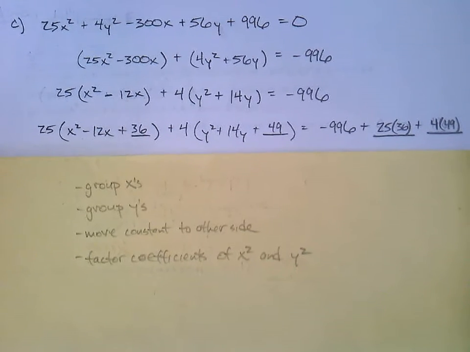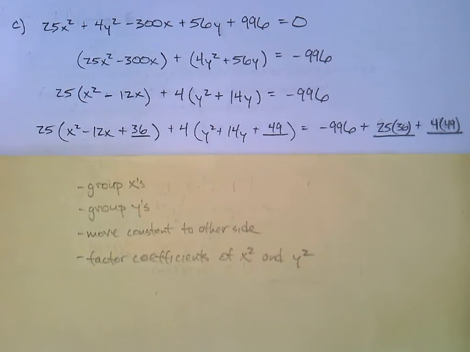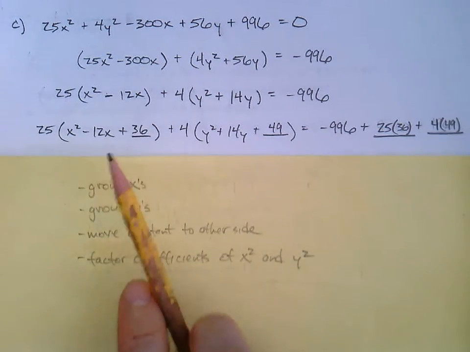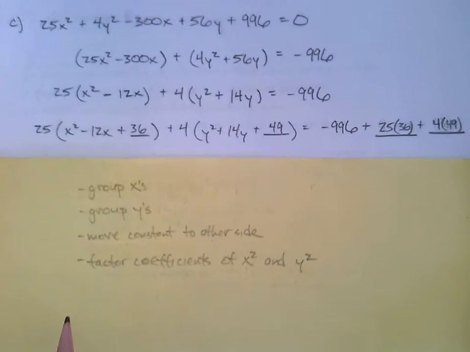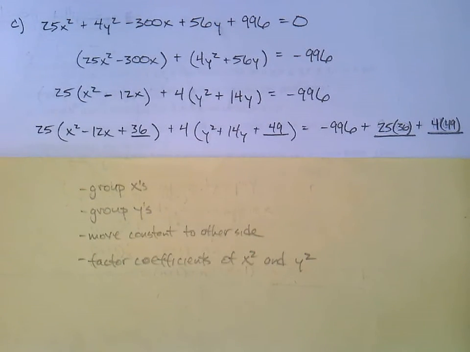And quite a long statement here. Let's talk through this one. This could be the most difficult, conceptually challenging step in the whole thing. We've added the 36. Perfect. We've added the 49. Perfect. So we're getting set up to put this thing in standard form.